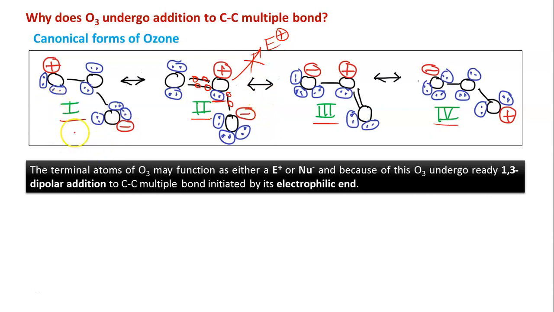But if we see structure 1 and 4, here this oxygen and this oxygen can act as electrophile. So the terminal atoms of O3 may function as either E plus or Nu minus, because there is O minus also. So it can undergo 1,3 dipolar addition. At 1 and 3 position there is opposite charge, plus and minus. So that is why it can be added to CC multiple bond, and it is known as 1,3 dipolar addition. And it is initiated by the electrophilic end. That is why it is electrophilic addition to CC multiple bond.